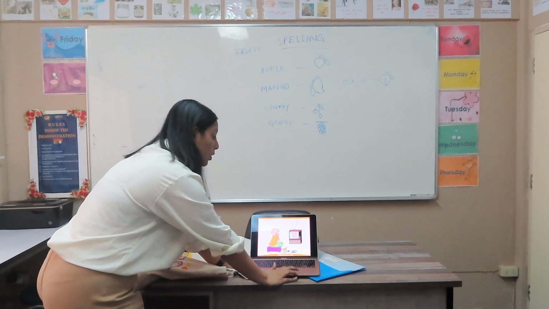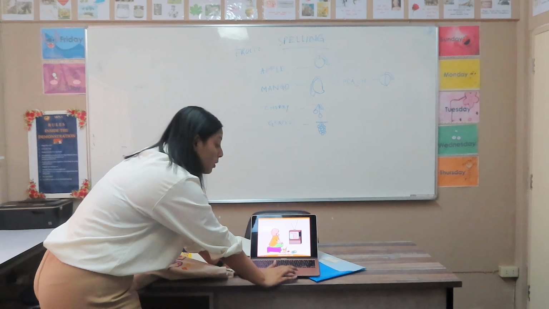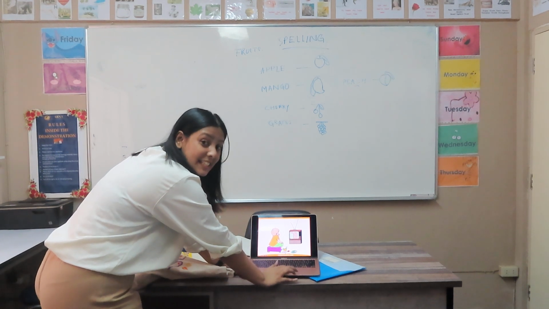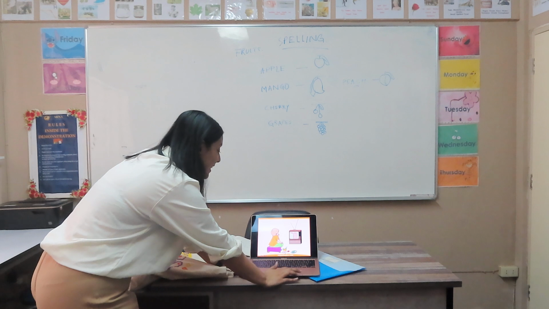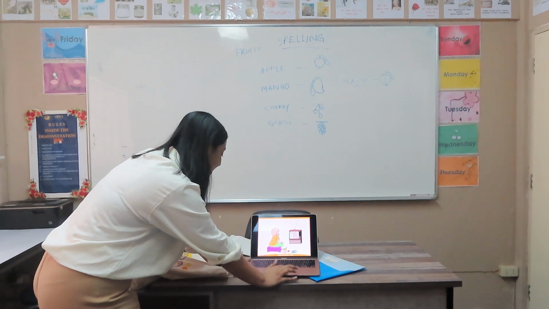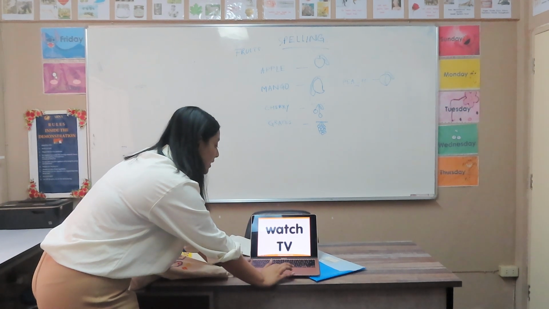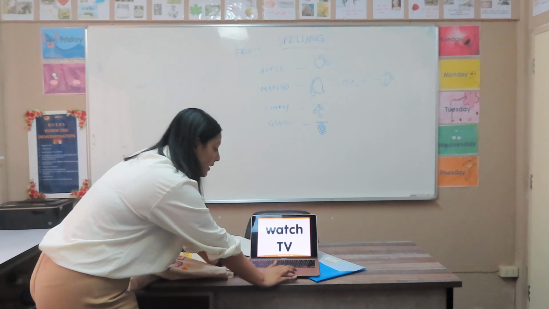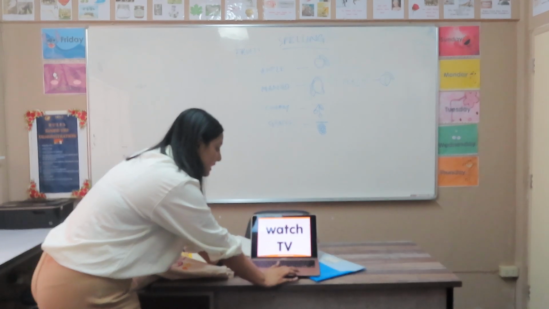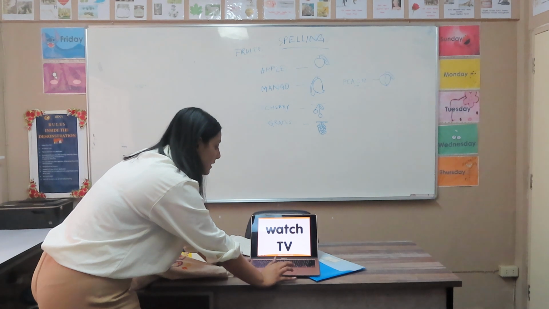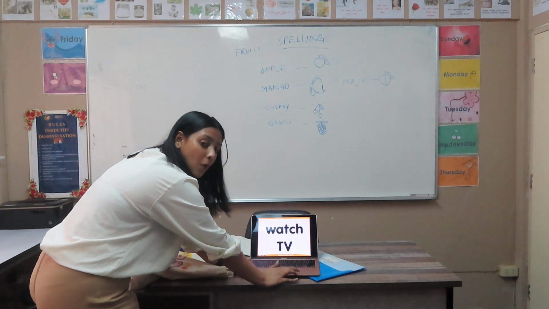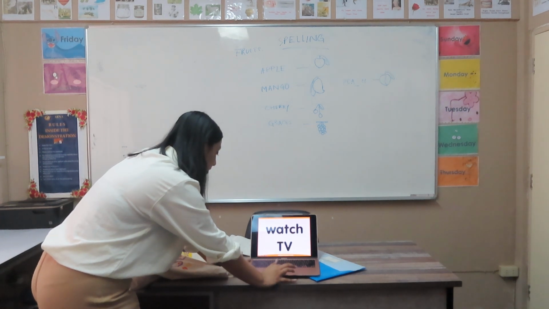What is he doing? What do we love to do when we go home from school? What do we do at home? Watch TV, right? Watch TV. This is everybody's favorite, right? How to write it? W A T C H. Watch TV. Good.